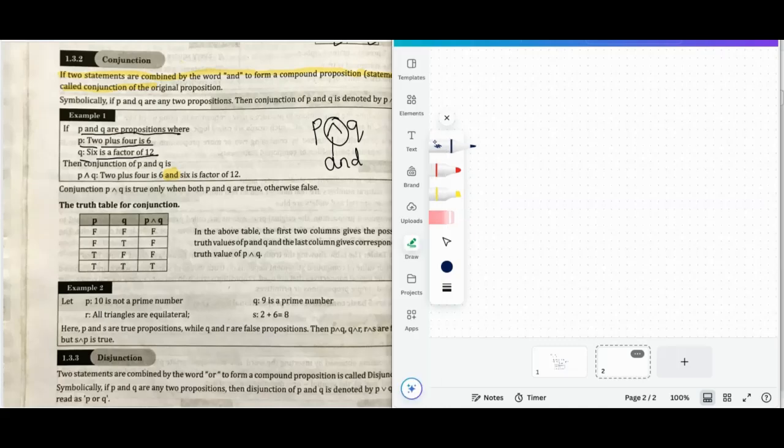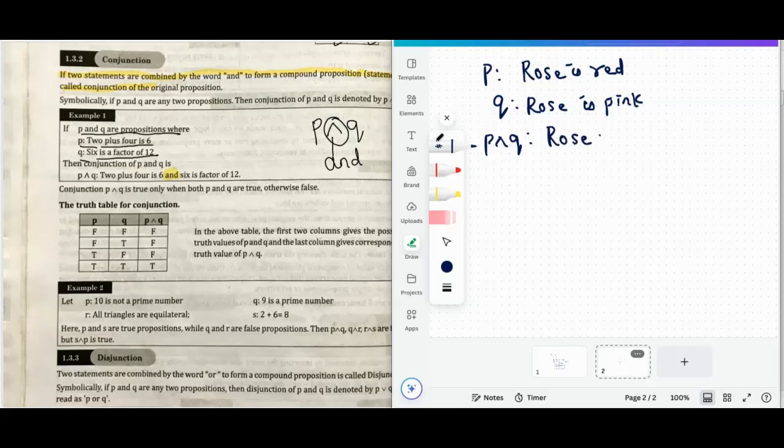So now for example, rose is red. If I take P as rose is red and Q as rose is pink. So what will be this conjunction, P and Q? P and Q will be: rose is red and rose is pink. This is a statement where we use the conjunction "and".